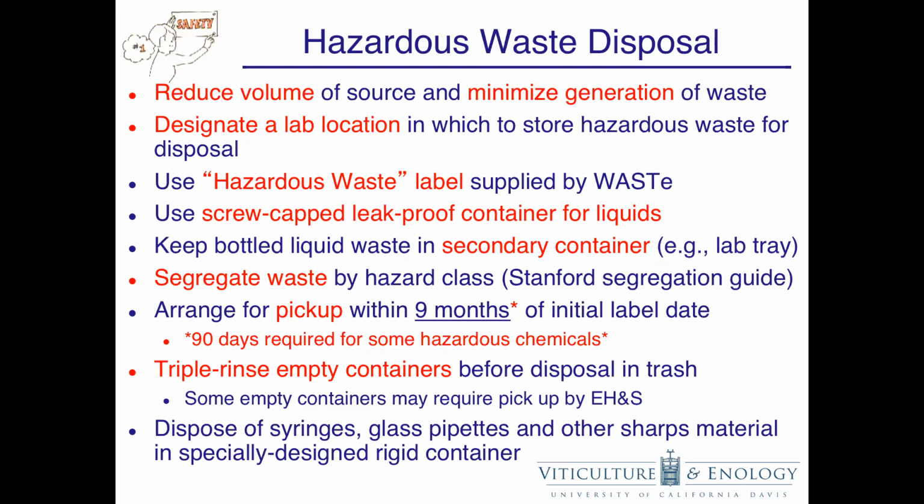Proper chemical segregation is explained in the Stanford Segregation Guide. Waste must be picked up within 9 months of initial label date. Extremely hazardous chemicals must be picked up within 90 days. Triple rinse empty containers before disposal in the trash. Some containers that previously contained hazardous materials may need to be picked up by EH&S. Dispose of any sharps such as syringes, glass pipettes, or other sharp materials in specially designated rigid sharps containers.